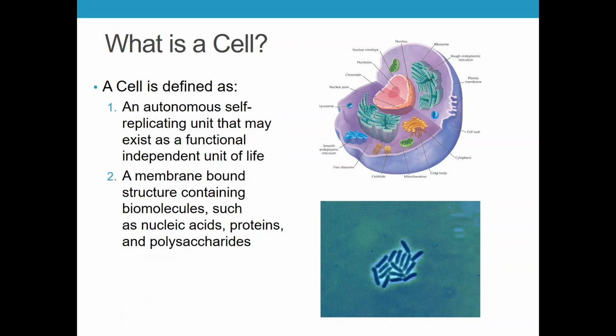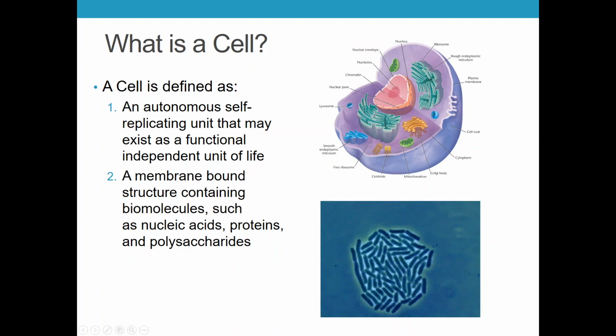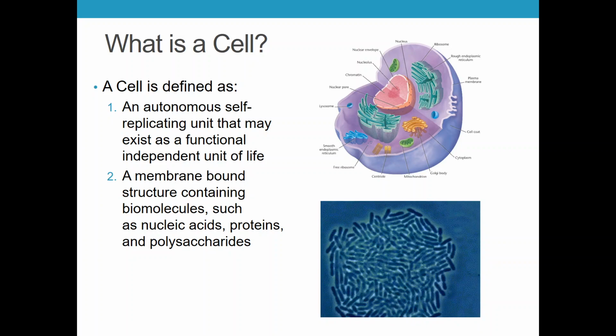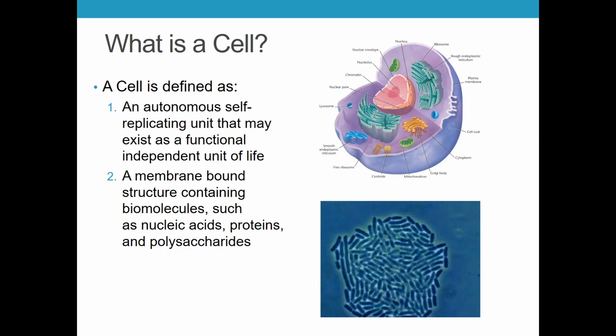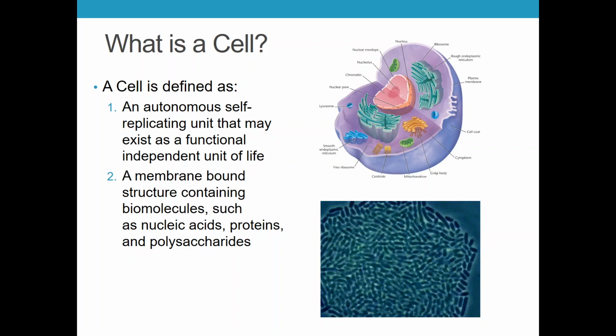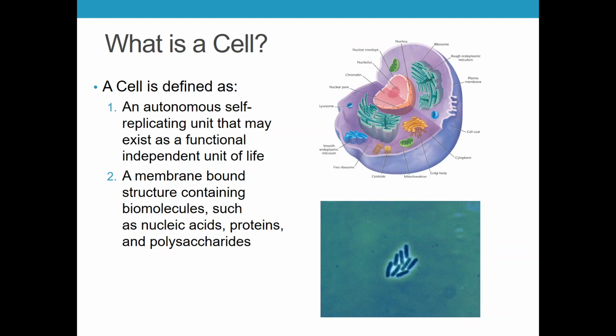If the cell is our context, let's take a moment and appreciate what a cell is. Well, a cell is defined in different ways, but fundamentally, it is an autonomous, self-replicating unit that may exist as a functional, independent unit of life. As you can see here in this GIF, you start with a few cells, then they propagate. They divide into many more cells than were there initially. They are autonomous, self-replicating units. They have within them all of the machinery that allows for replication.